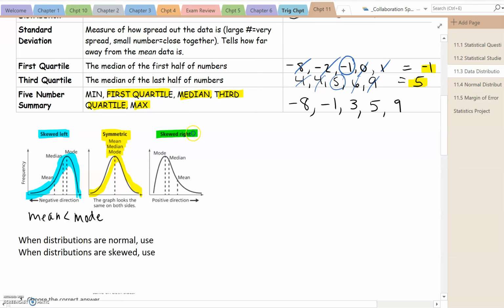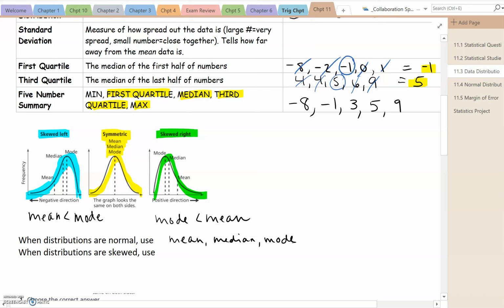When your graph is skewed right, your mode is less than your mean. So hopefully that helps you visually see kind of what's going on here. When distributions are normal, you can use mean, median, or mode as your measure of center because they're all the same.